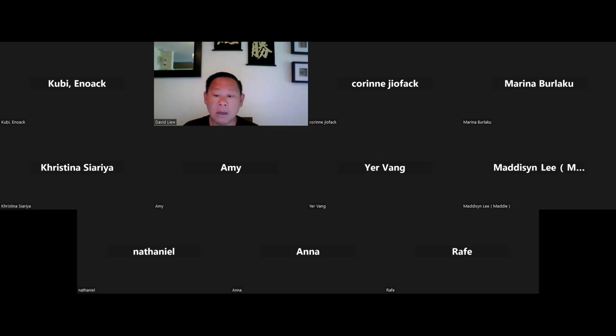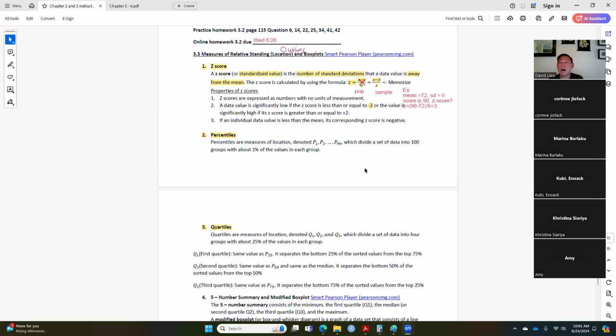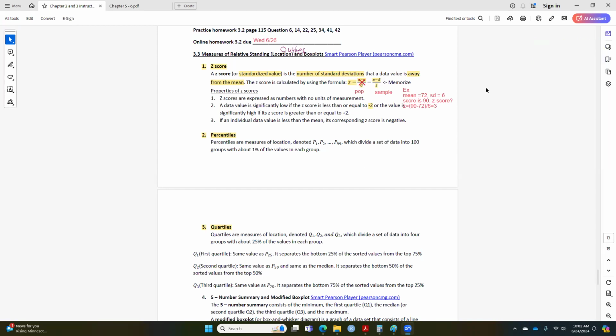All right, so we're going to finish up with the last section today, 3.3. We talk about the measurements of location, outliers, and also box plots. The first thing we talk about is the z-scores. The z-score is called a standardized value, which measures how many standard deviations away from the mean a value is. The z-score formula is the value minus the mean, divided by the standard deviation.